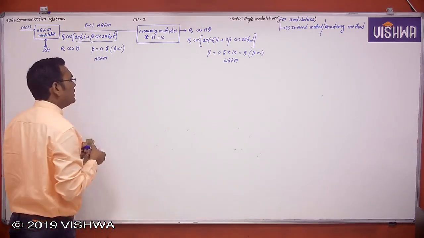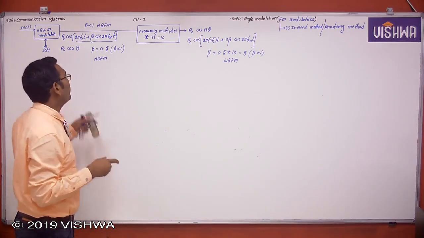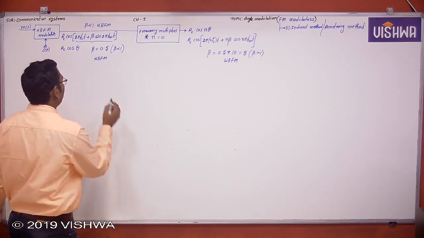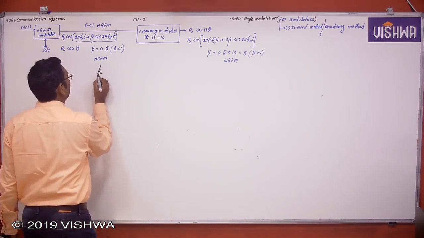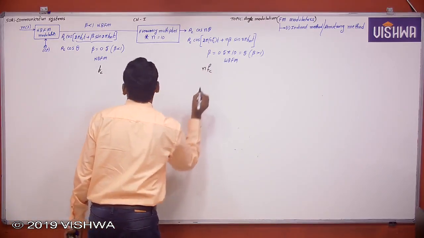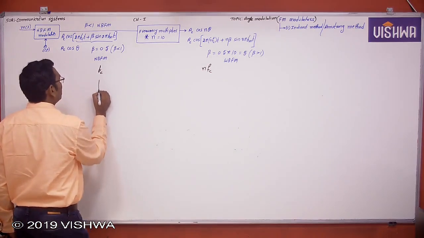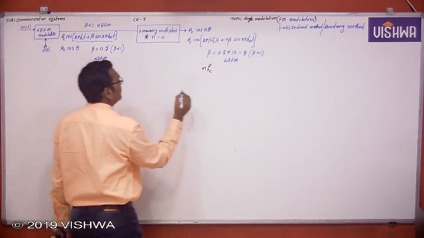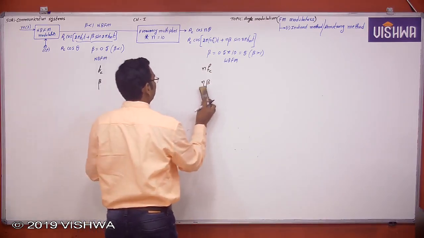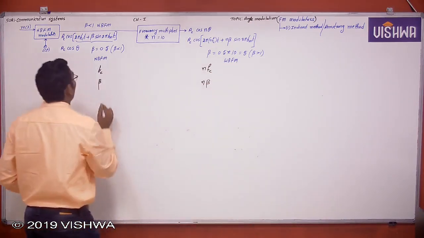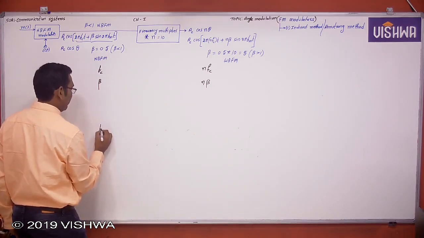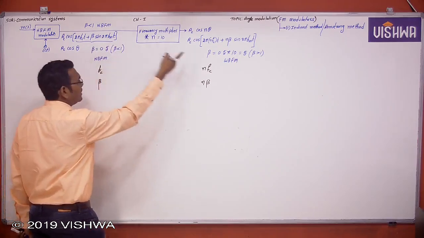Now, what parameters get affected in the process of frequency multiplier? What is the carrier frequency? Carrier frequency is FC. It is changed by a factor of n times. Now what is the modulation index? Modulation index is beta, changed by a factor of n times. Now, what is the message signal frequency? The message signal frequency is FM, which is not affected, it stays as it is.